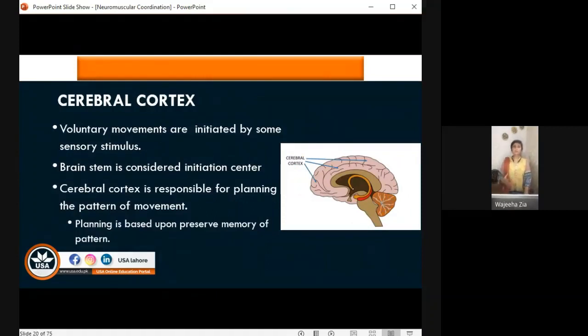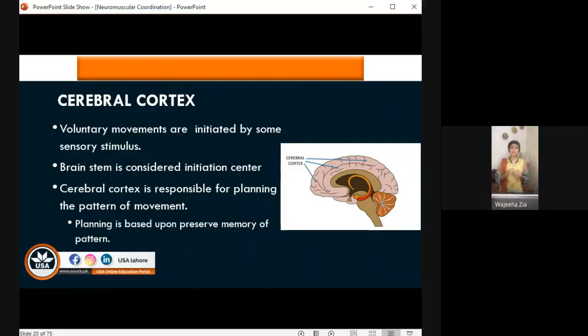The second one is the cerebral cortex. Whenever we perform voluntary movements, all are started from some kind of sensory stimulus. We can sense from sight, ear, smell, taste, and touch. So whenever we need to perform an activity, all the movements are initiated with some kind of sensory stimulus. And the center of the brain which is responsible for this initiation is the brainstem. The brain is divided into different parts: the cerebral cortex, the cerebellum, and the brainstem. Among them, the brainstem is considered the initiation center of all movements.